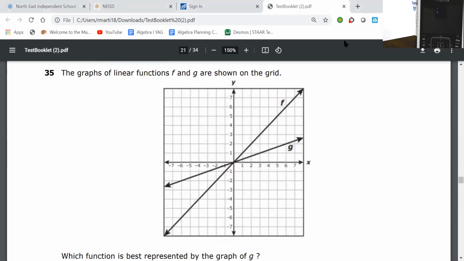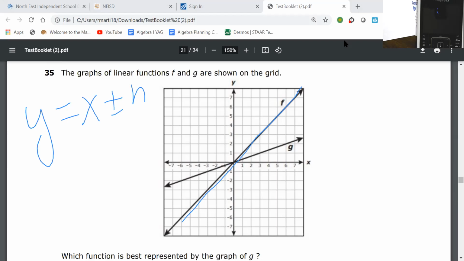35, for a linear function, the parent function is y is equal to x. In other words, when x equals 1, y equals 1. When x equals 5, y equals 5. And that's like f right here. If I add or subtract a number at the end, I move it up or down. Did I move it up or down to get g? No, I kind of twisted it because they still intersect at the origin.